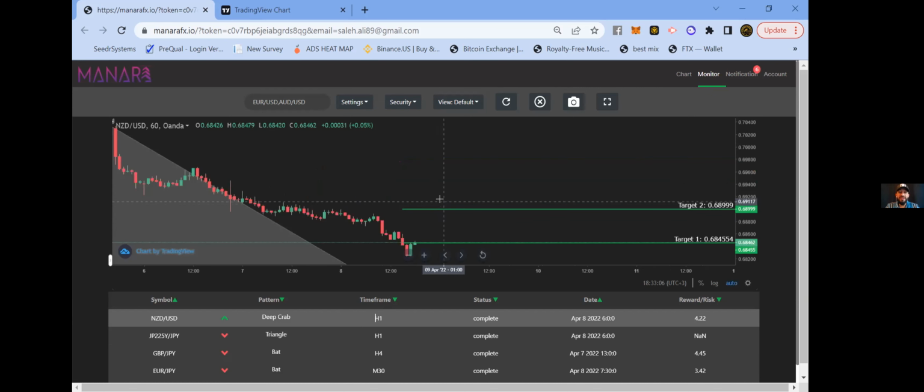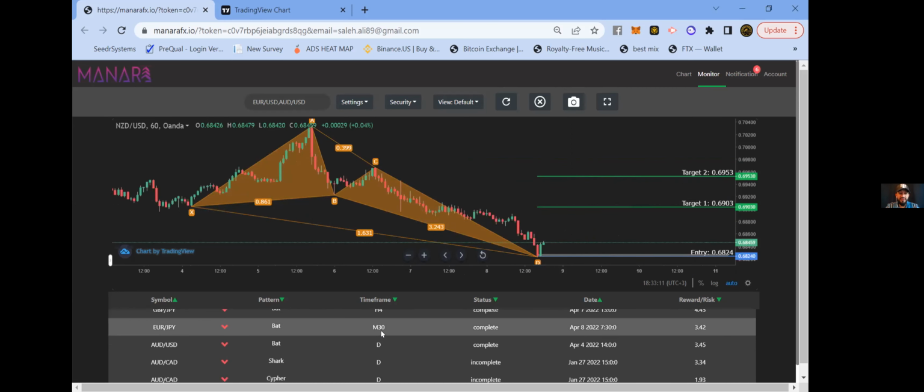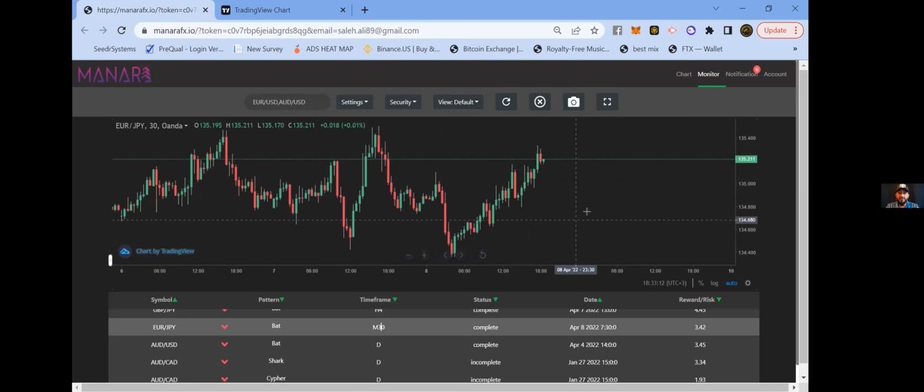So let's say you're looking at this NZD USD trade. No, forget that one because that's already a little too complete. Let's look at the 0 JPY trade, okay?